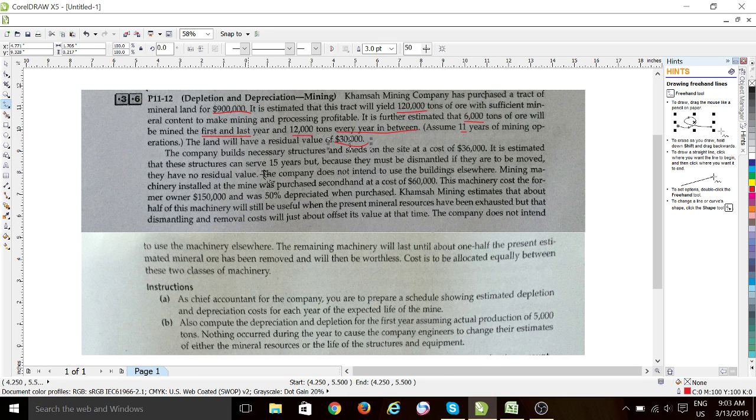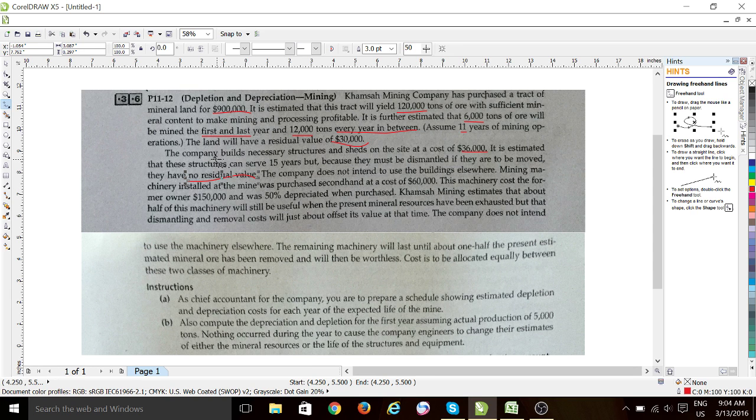And then the second one is the company builds necessary structures and sheds on the site at a cost of 36,000. It's estimated that these structures can serve 15 years, but because they must be dismantled if they are to be moved, they have no residual value. And the company does not intend to use the buildings elsewhere.